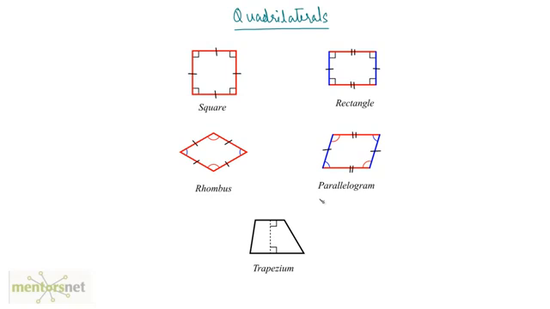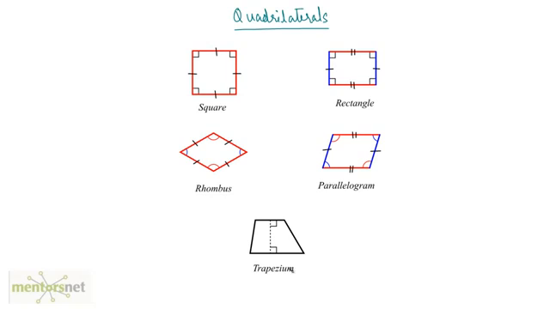Now coming to the parallelogram, it is similar to a rectangle. We have the opposite sides parallel to each other, and again, the opposite sides are of the same length. But the difference is that the angles are not 90 degrees, but the opposite angles are equal to each other. Okay? Now, in fact, a square is a special type of rhombus and a rectangle is a special type of parallelogram, because a square satisfies the definition of a rhombus and a rectangle satisfies the definition of a parallelogram.